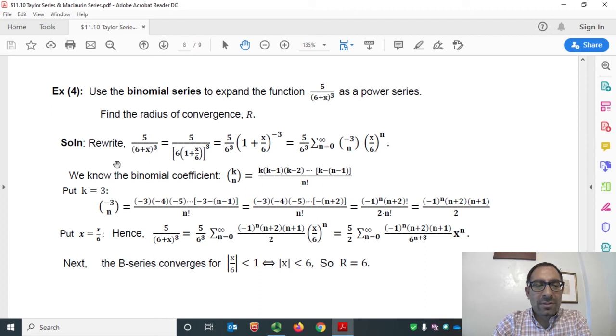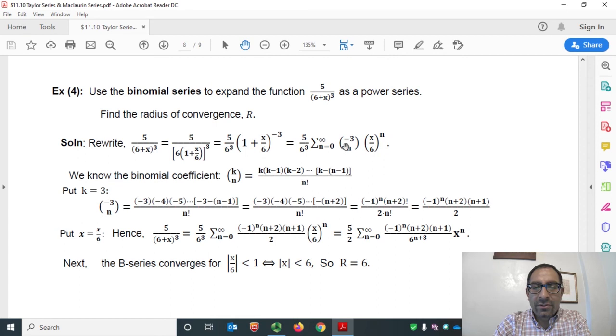Let's begin the solutions. Let's rewrite the function: we factor 6 out, and we take the denominator to the numerator, and then we use a binomial series here, which turns out to be this form. Here are our binomial coefficients. Let's expand the binomial coefficients. We know the formula is here.